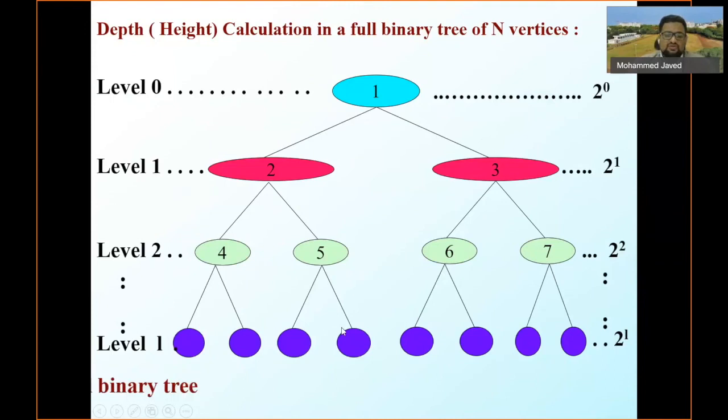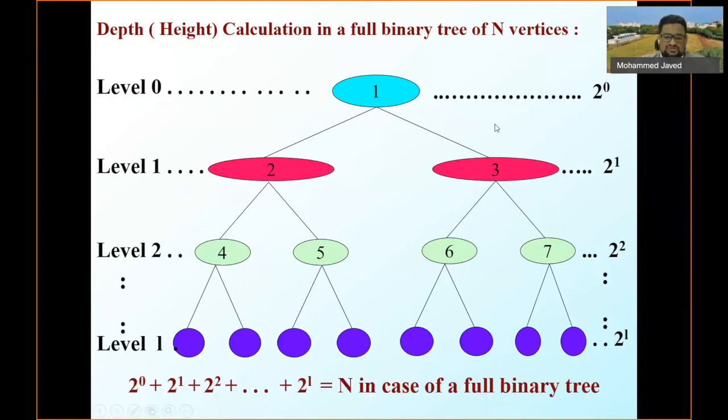So now let us try to find the total number of nodes in the binary tree. Let us add this: 2 power 0 plus 2 power 1 plus 2 power 2 plus dot dot dot plus 2 power L is equal to n. So in case of a full binary tree, this would be n.